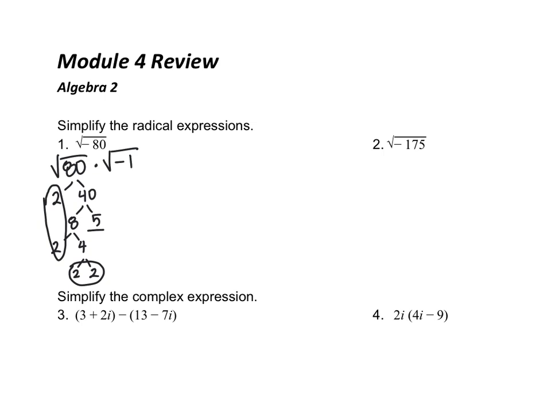So I'm writing the fully simplified answer. 2 groups of 2 will give us 4. The square root of negative 1 gives us i. And then underneath the square root, we still have 5.